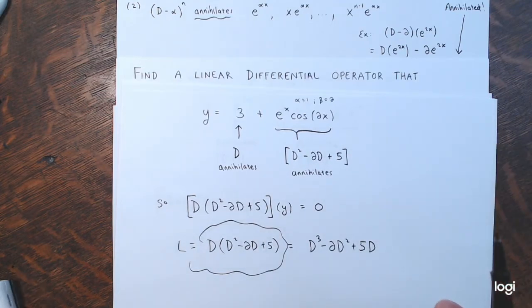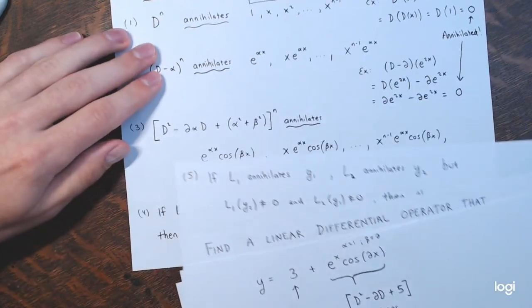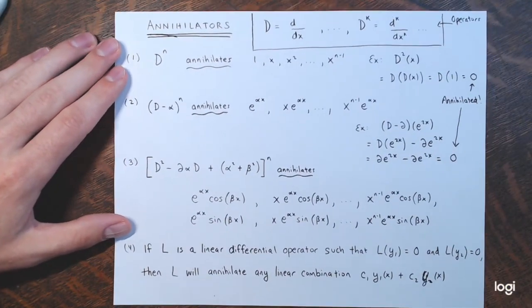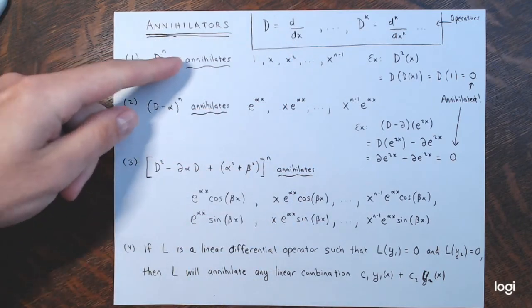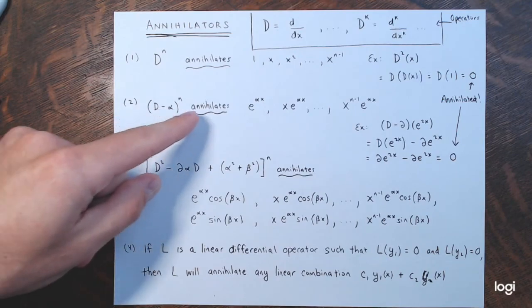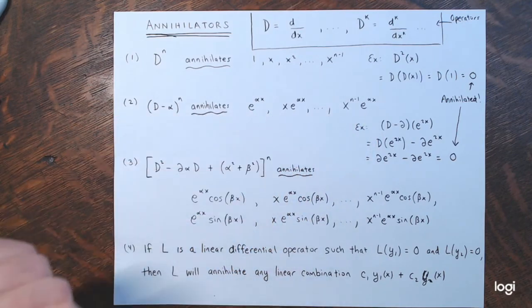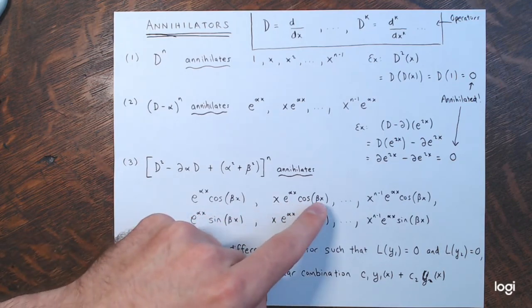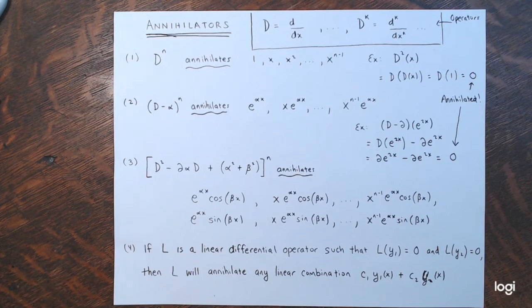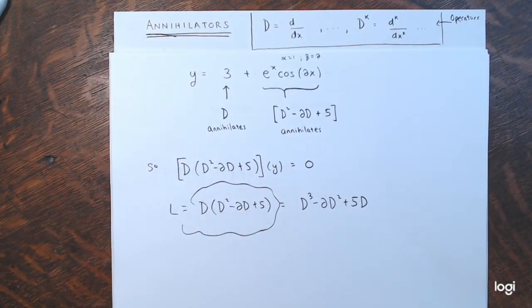All right, so lots of examples there. Again, I would recommend memorizing these annihilators for your powers of x, your exponentials multiplied by powers of x, and your trigonometric functions multiplied by powers of x and exponentials. And that takes care of a bunch of different classes of functions that you can annihilate with certain linear operators, linear differential operators.